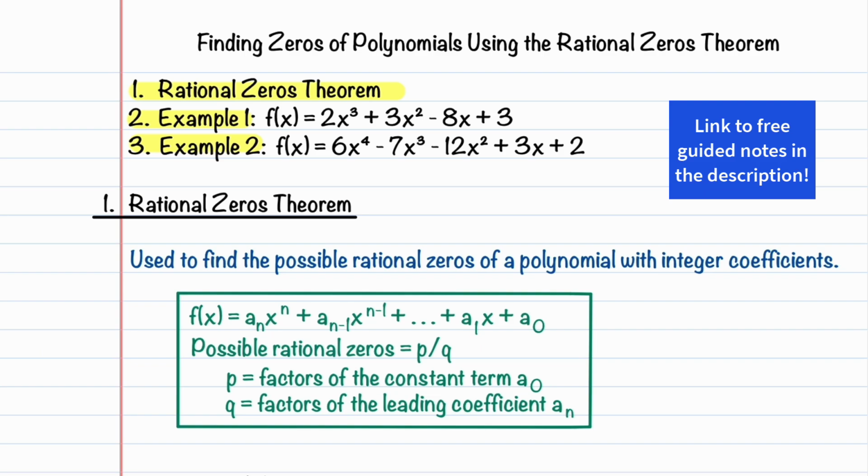Let's get started. The Rational Zeros Theorem is used to find the possible rational zeros of a polynomial with integer coefficients. If we have a polynomial f of x written like this, then any rational zero must be of the form p divided by q, where p are the factors of the constant term a sub 0 and q are the factors of the leading coefficient a sub n.